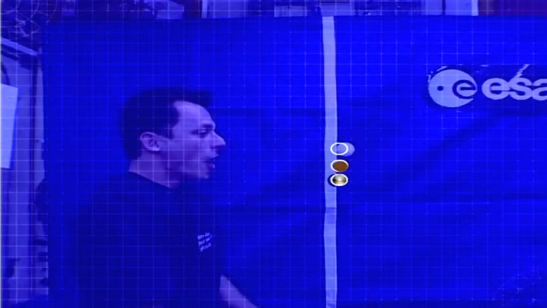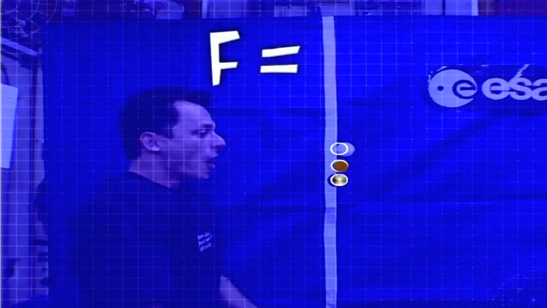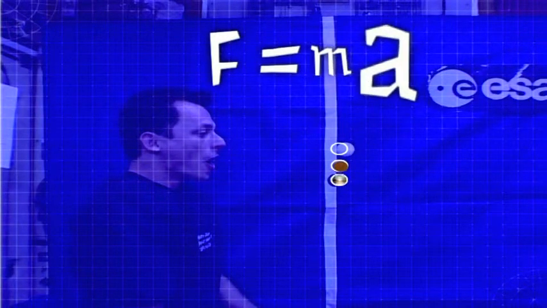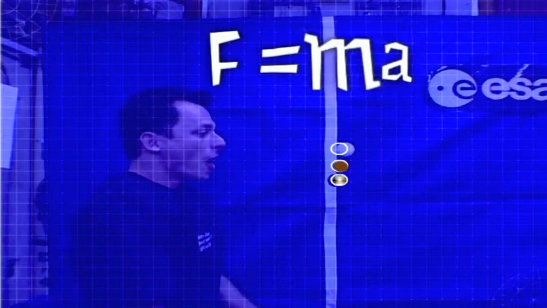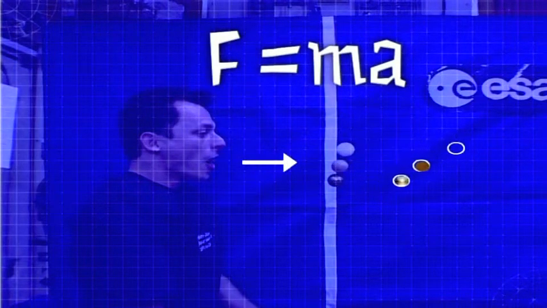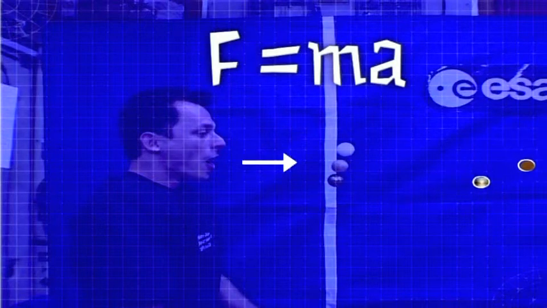So, Newton's second law states that force is proportional to mass and acceleration. So the greater the mass, the slower an object will accelerate when the same force is applied. Pedro blows the balls with the same breath, but their different masses mean they move at different speeds.